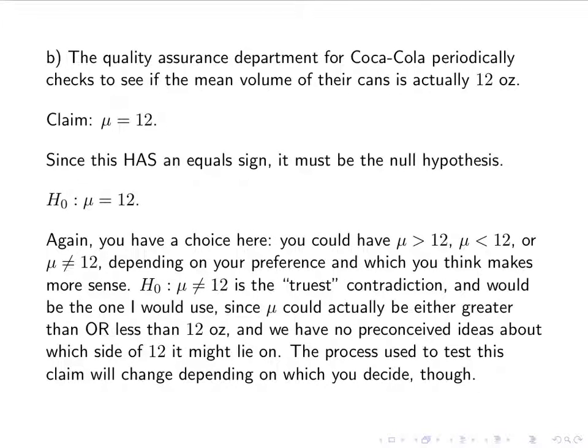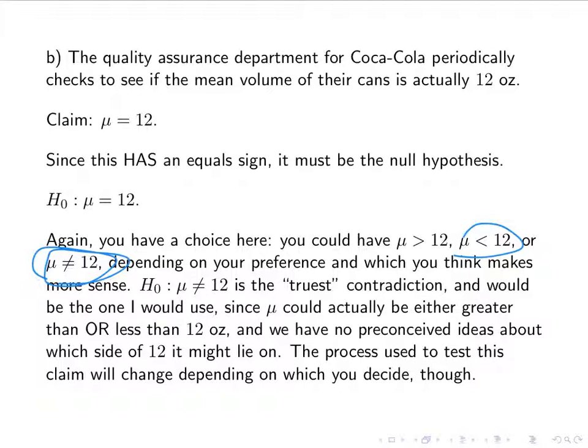And again, you have a choice here. When it's mu equals 12 for the null hypothesis, you have a choice of mu is greater than 12, mu is less than 12, or mu is not equal to 12. And again, this depends on your preference and what you think makes more sense. I would assume that you wouldn't choose mu is greater than 12, as the 12-ounce cans typically only hold like 13 ounces or so, so you probably wouldn't be overfilling them. But you don't know that necessarily, so if you put mu as less than 12, you're getting rid of the fact that it could be overfilled, and you don't really want to get rid of that option. So again, I think the true contradiction of not 12 would be the way to go here.